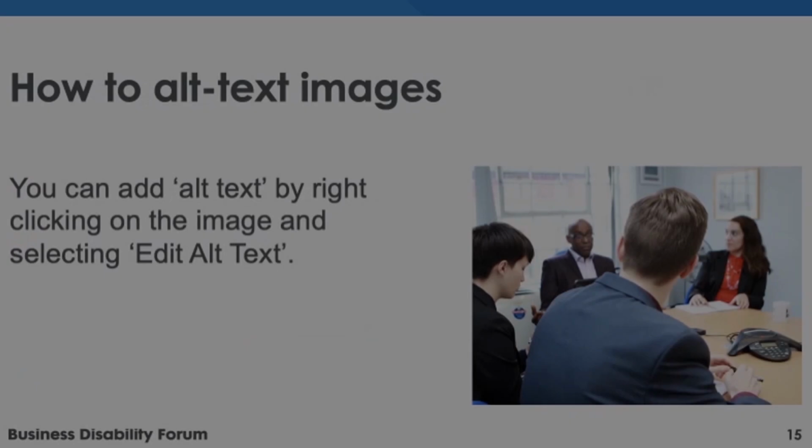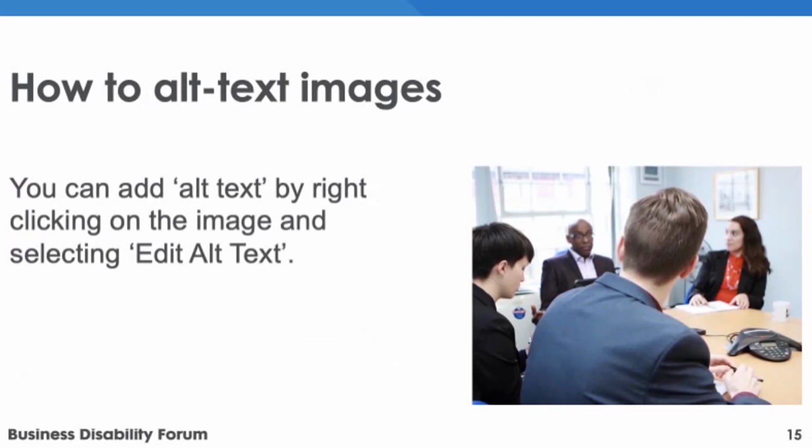How to alt text images. And this will go for images, charts, and tables as well. Alternative text, which is also known as alt text, is the easiest way to make an image accessible. You can add alt text by right-clicking on the image and selecting Edit Alt Text.